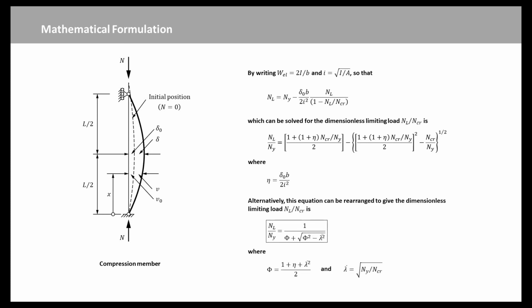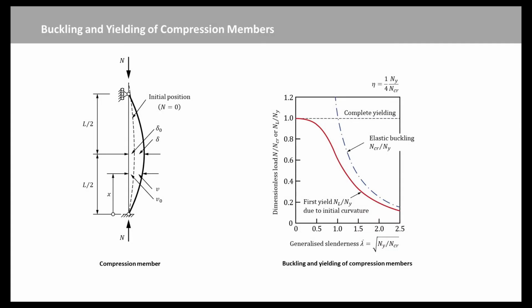Alternatively, this equation can be rearranged to give the dimensionless limiting load NL over NY as this equation, where the expressions of phi and lambda bar are shown here. The variation of the dimensionless limiting axial load NL over NY with the generalized slenderness ratio lambda bar is shown here for the case when eta equals a quarter of NY over NCR. For stocky members, the limiting load NL approaches the squash load NY, while for slender members, the limiting load approaches the elastic buckling load NCR.